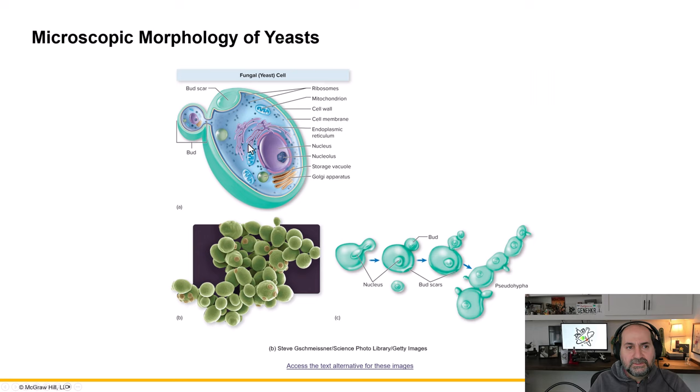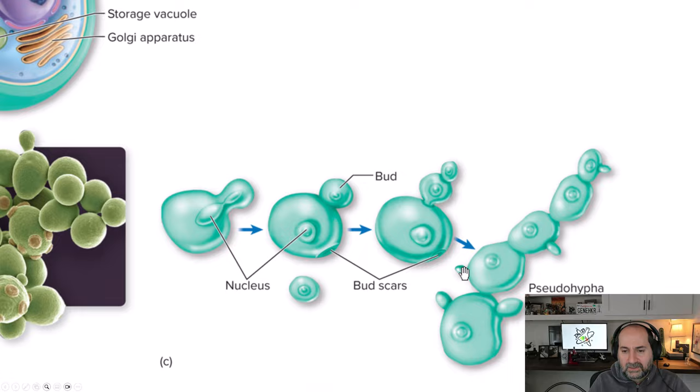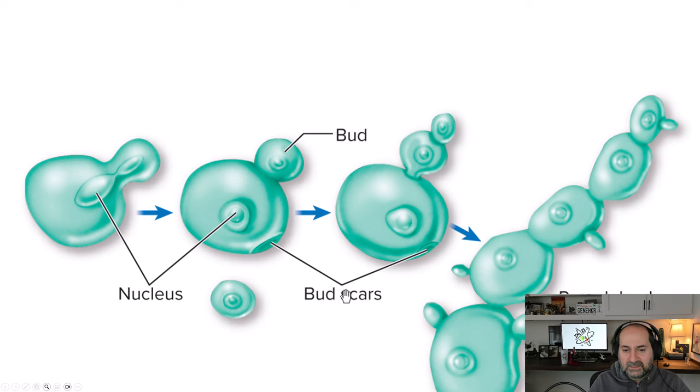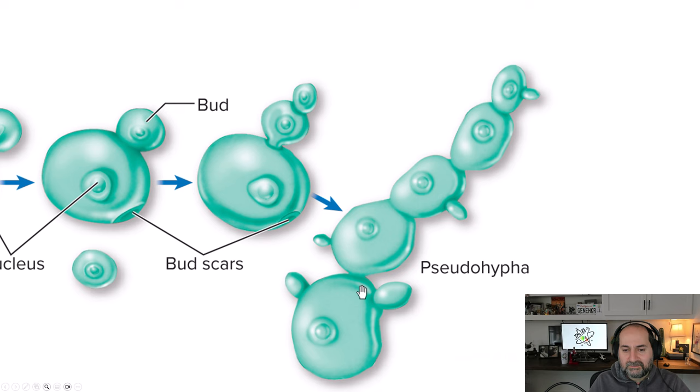Here you can see a yeast cell. This is a yeast cell, which I said is oval shape or oblong. And yeast cells can divide asexually by forming what's known as a bud. You see a little bud forms with the chromosomes inside, and that bud will pinch off, leaving behind a scar. When the bud pinches off, it leaves behind a bud scar. And pretty soon the yeast can be covered in these bud scars.